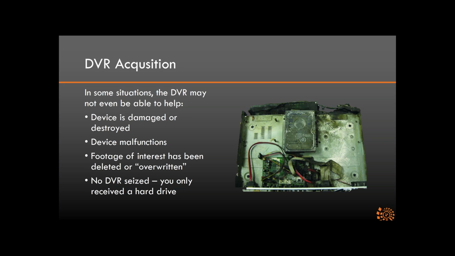But there's also the times when you may have the DVR, or as in the picture on the left, you may have what's left of the DVR and you may not be able to use it. So if it's damaged or destroyed, that's not going to be much help to you. Device malfunctions, it may say that it's exporting USB, you pull the thumb drive out and there's nothing on the drive. Really common one, footage of interest has been deleted or quote unquote overwritten. You're interested in a certain date and time and you got there just a little bit too late and now the DVR says it's gone.